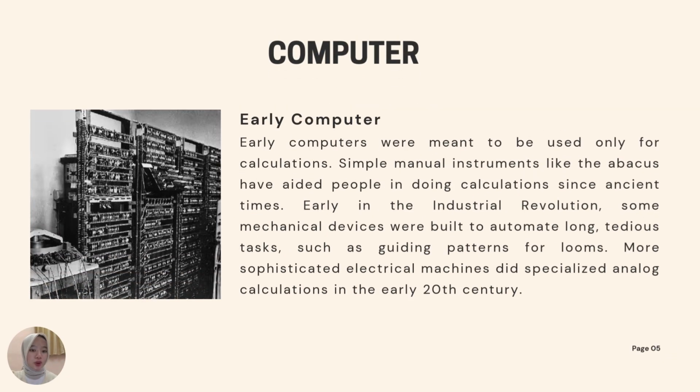Early computer. Early computers were meant to be used only for calculation. Simple manual instruments like the abacus have aided people in doing calculations since ancient times. Early in the Industrial Revolution, some mechanical devices were built to automate long, tedious tasks, such as guiding patterns for looms. More sophisticated electrical machines did specialized analog calculations in the early 20th century. The first digital electronic calculating machines were developed during World War II, both electromechanical and using thermionic valves.